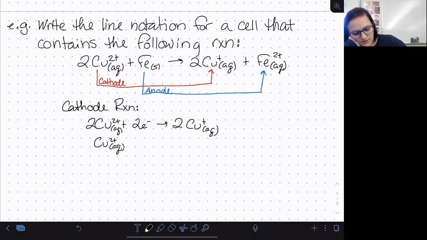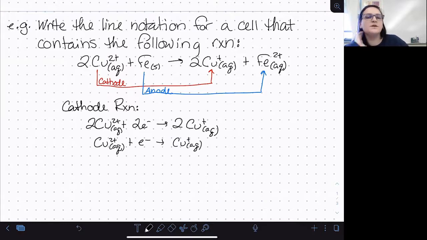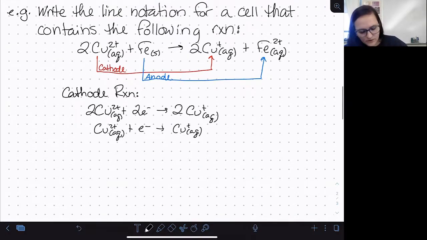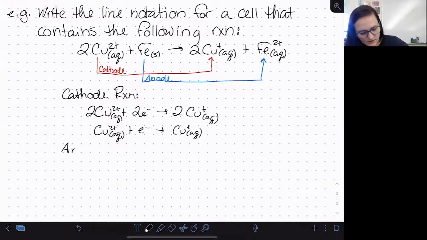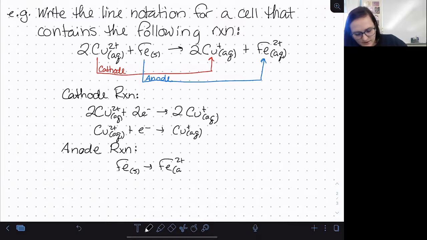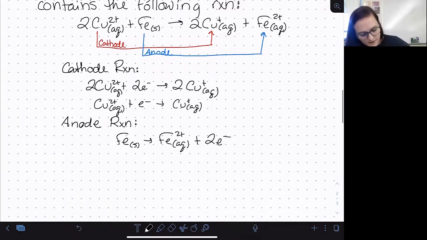It doesn't matter too much, but it is preferable to think with your reaction coefficients in lowest terms. We do not typically include coefficients as part of the line notation, so sometimes that can be a little bit confusing, but we just need the identity of the reactants and products. And then for our anode reaction, we will have iron reacting to form Fe2+ and 2 electrons.